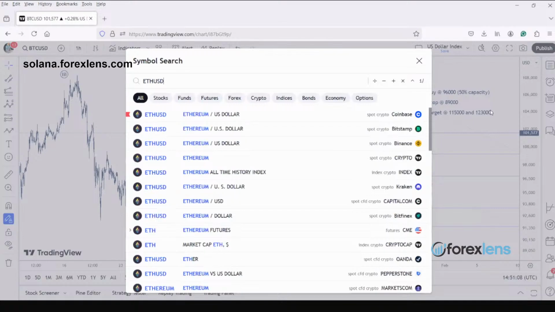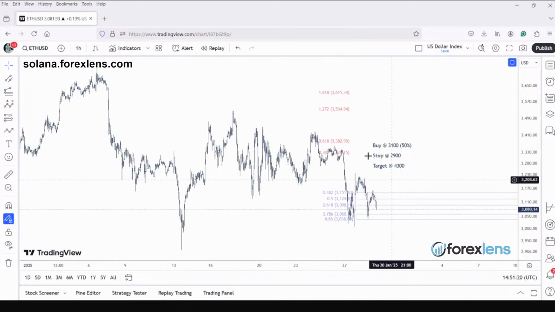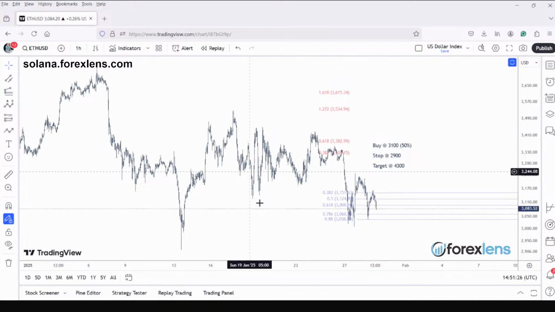Ethereum, yes, of course, we are again 50% in. Same strategy, but that move is consolidating actually. I don't think it's preparing to decline further. It might have already completed the five-wave decline. So we are good to remain 50% long from 3100. Stop goes to 2900 and the target is 4300. No change there.